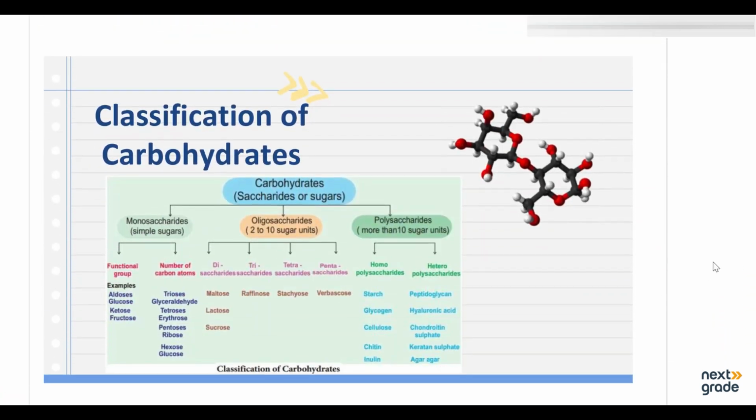As we already discussed in the last video, carbohydrates are further divided into three groups: monosaccharide, oligosaccharide, and polysaccharide. Monosaccharides are aldose, like glucose, and ketose, like fructose, right? And oligosaccharides can be disaccharides, tetrasaccharides, or pentasaccharides. So in this video, we are going to cover monosaccharides and oligosaccharides. So let's start.